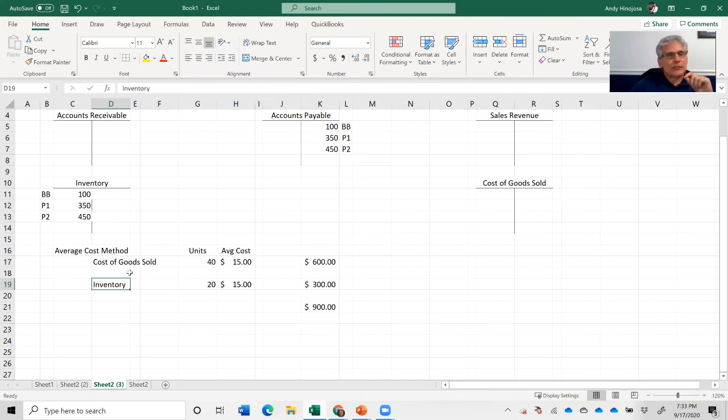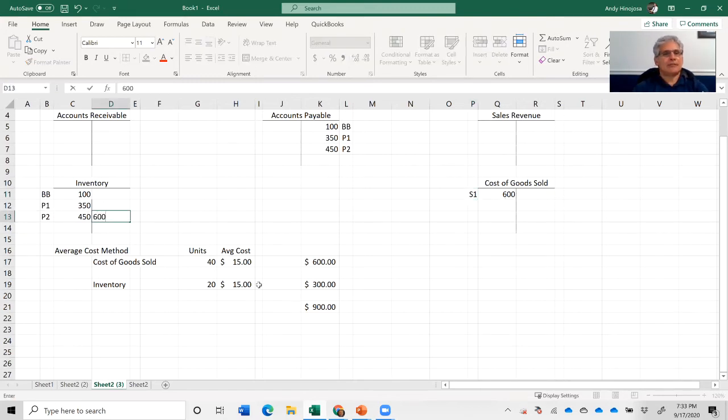And that journal entry is going to be a debit to the cost of goods sold for $600. I'll call it S1 because that's the sale. Just remember though, we're not even talking about the sales price. We're just working with the inventory and the cost of goods sold. So we debited cost of goods sold for $600 and we're crediting inventory for the same.